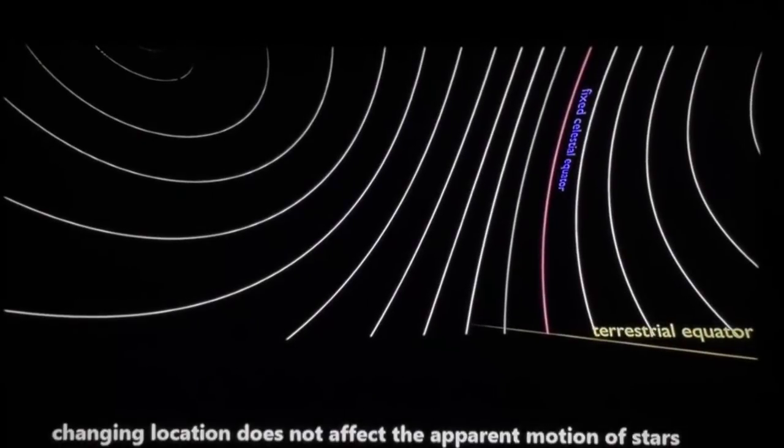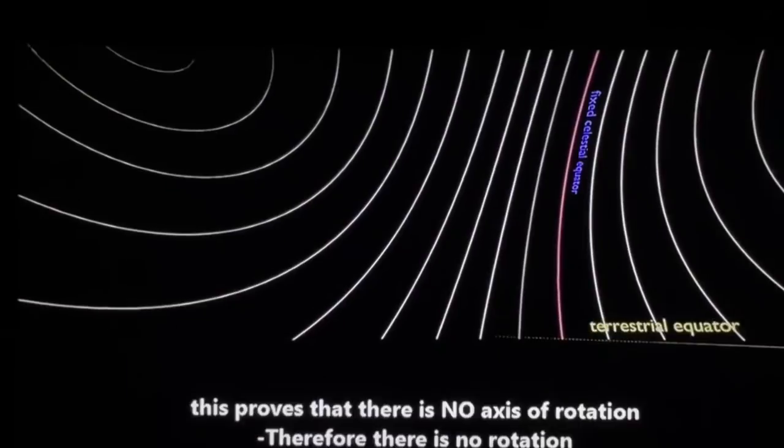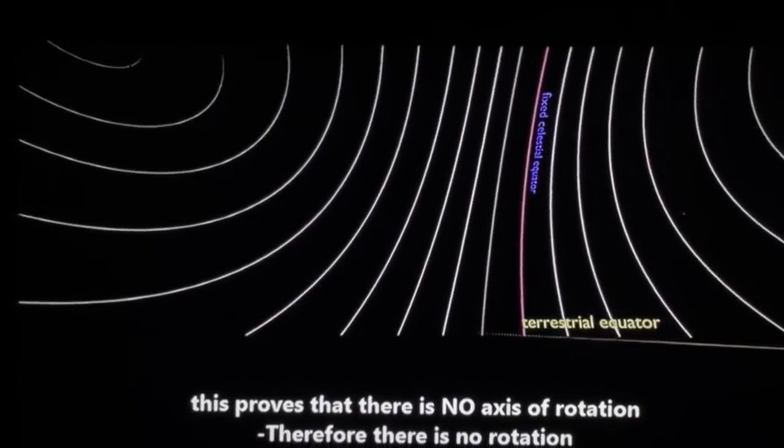But the stars aren't small and close. They're huge and very far away. Moving 1,000 kilometers south doesn't do much when the stars are light years away. You know, the closest star to Earth is 4 light years away. In fact, converting that to kilometers puts it at 37 trillion kilometers away. There is no way at those sorts of distances that the celestial equator will move just by moving a piddly 1,000 kilometers. So changing one's location does not affect the apparent motion of stars. This proves that there is no axis of rotation. Therefore, there is no axial rotation, period.